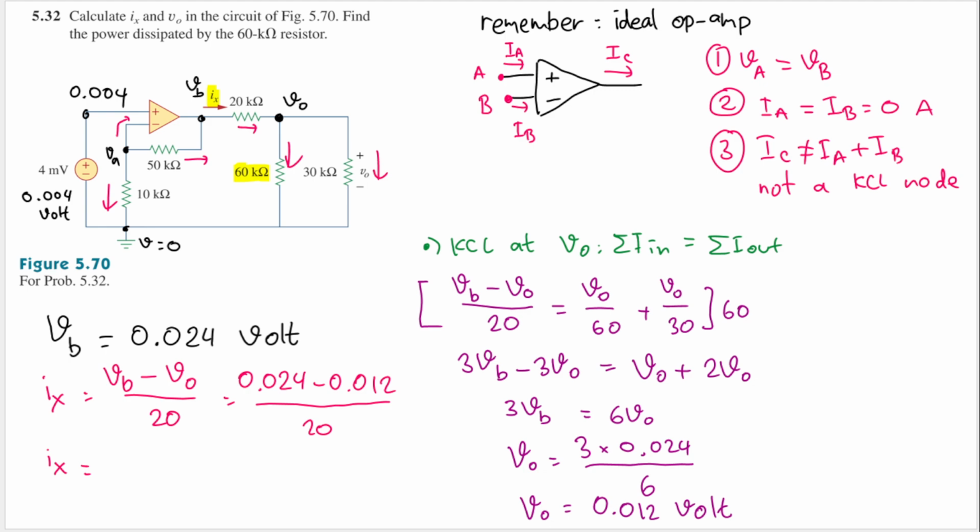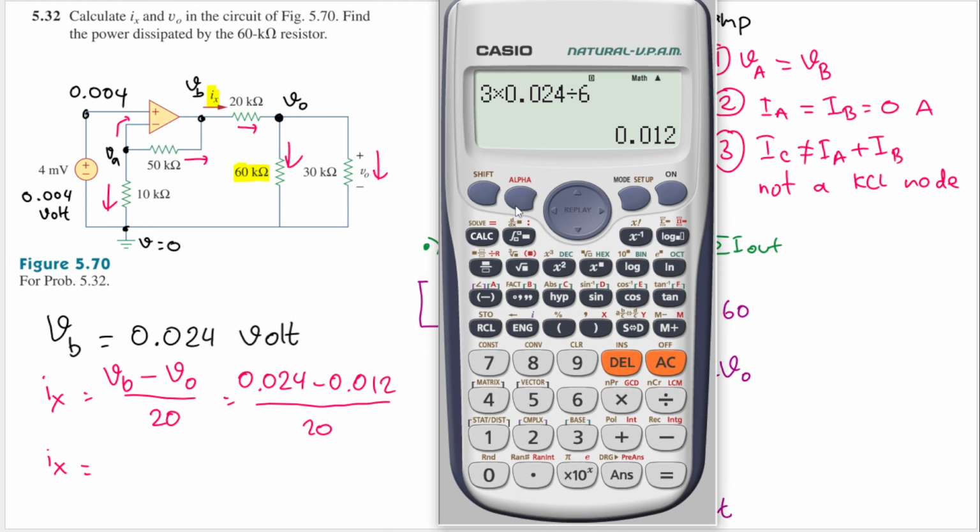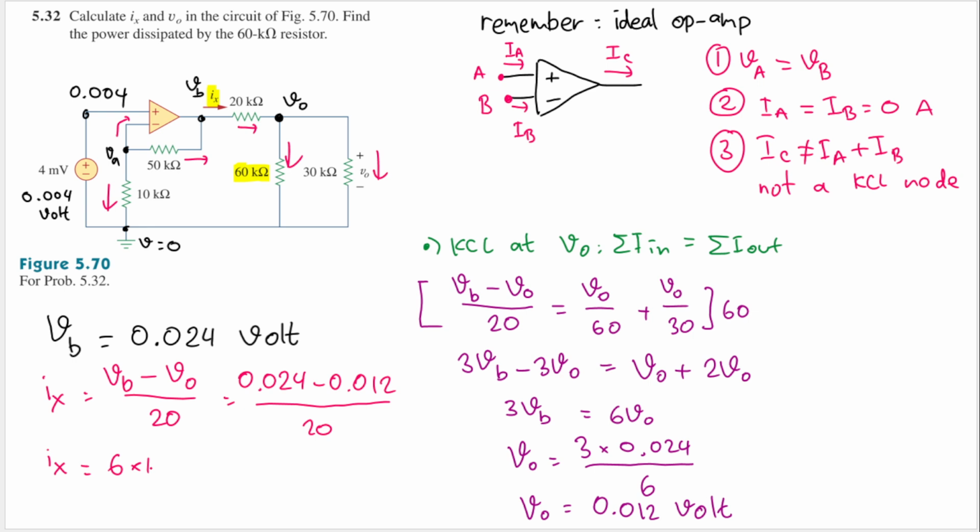So what is Ix? Let's put it into the calculator. So we will have 0.024 minus 0.012 divided by 20. And we will have 6 times 10 to the minus 4. This is milliampere. Or if we write it in microampere, we will have 0.6 microampere. And I think that is for Ix here.